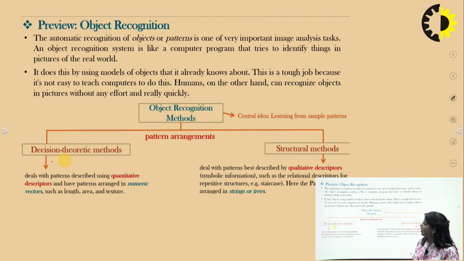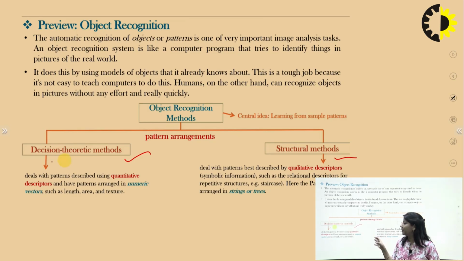So first is the object recognition methods. How can we classify the patterns? How can we find out the patterns in the image? So there are two techniques. First is the decision theoretic method. Second is the structural method.